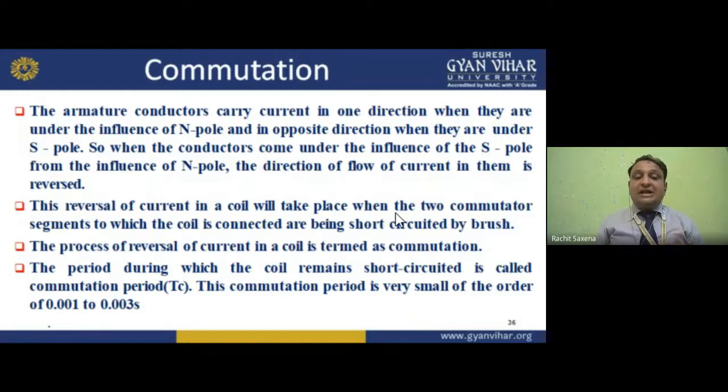when two commutator segments to which the coil is connected are being short circuited by a brush. Short circuited by a brush means there are two connections, and I am short circuiting them by the brush. That is why we are using a brush, because we are short circuiting. The reversal of current in a coil will take place when two commutator segments to which the coil is connected are being short circuited by the brush.